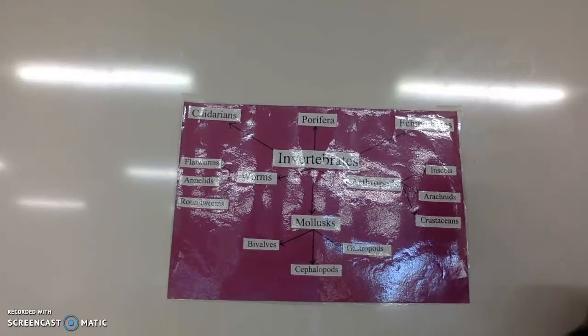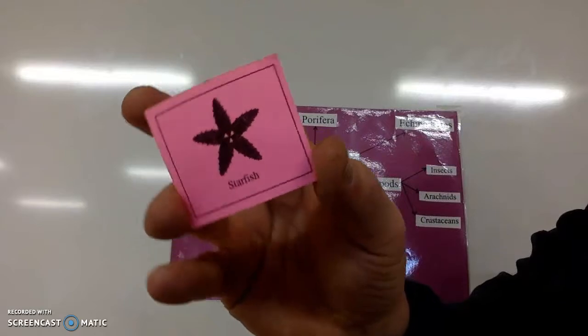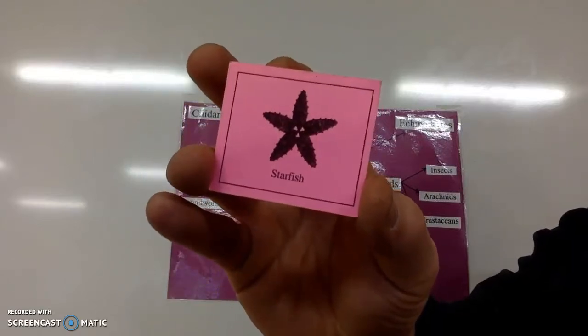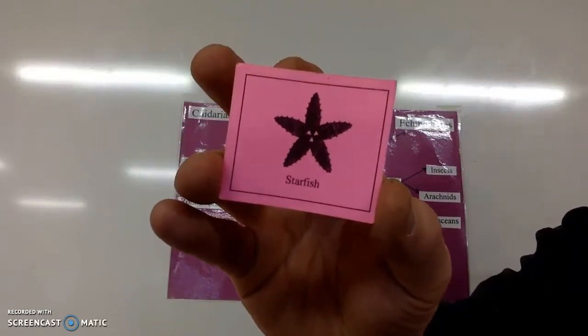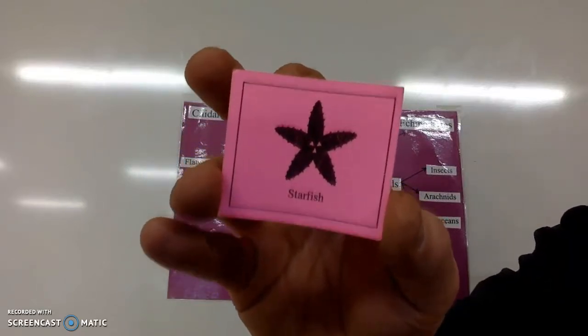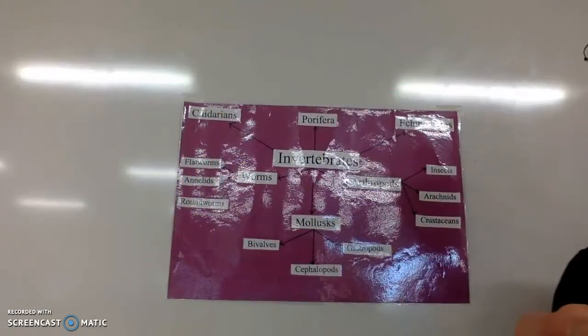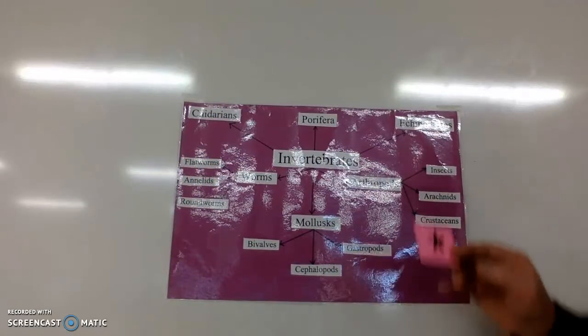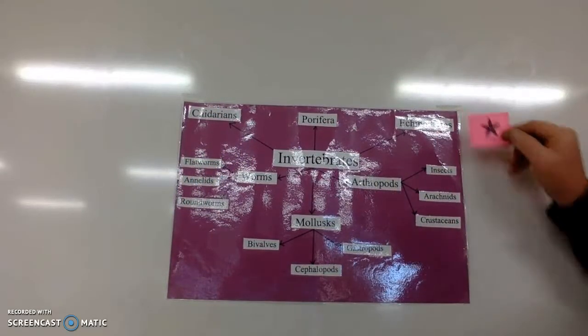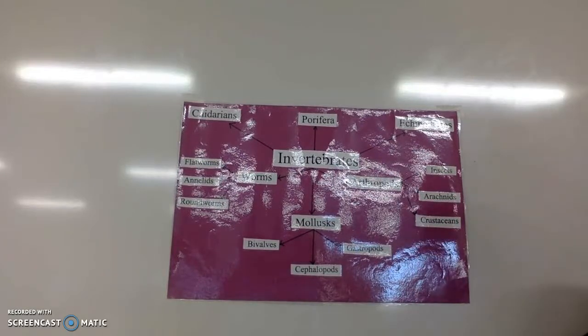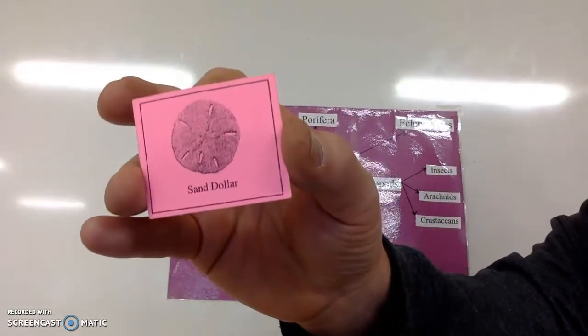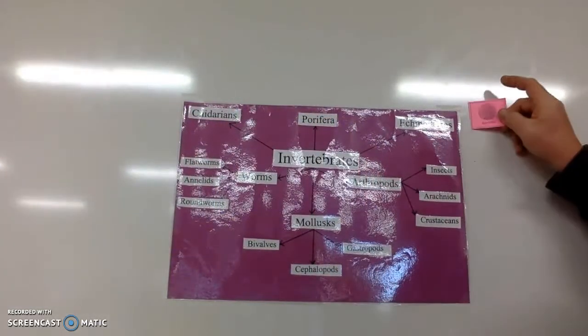A starfish has radial symmetry. From the center out to the end of each arm on a starfish is the same length ray. This is radial symmetry. That would be an echinoderm. A sand dollar has radial symmetry. Another echinoderm.